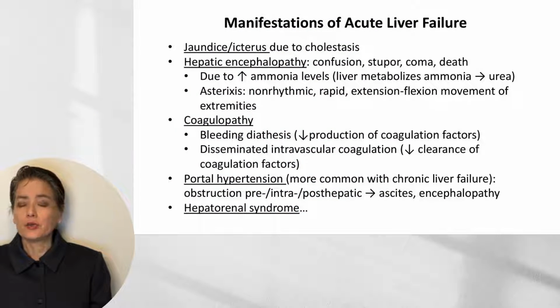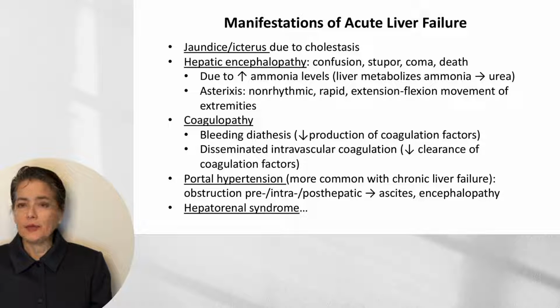So how does acute liver failure manifest? We talked a little bit about some of the signs and symptoms, but let's look with a little bit more detail about what can develop. So with our liver failure and the decrease in bile flow, we will get jaundice and icterus. And then we can get hepatic encephalopathy due to increasing ammonia levels, and this can manifest initially as confusion with progression to stupor, coma, and death. As I mentioned before, the liver will metabolize ammonia to urea, and without this function, we're going to get a buildup of ammonia in the blood, which can affect the brain.